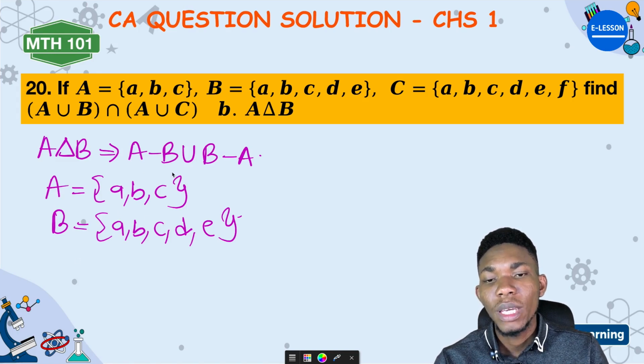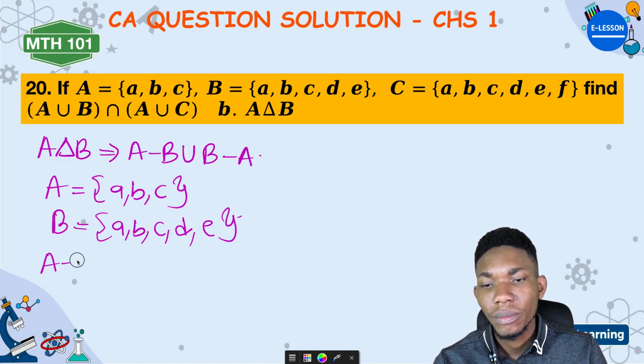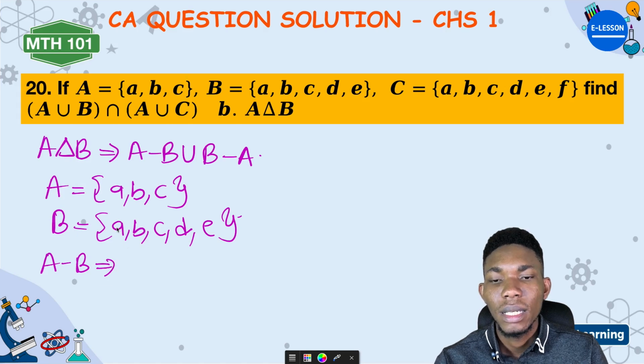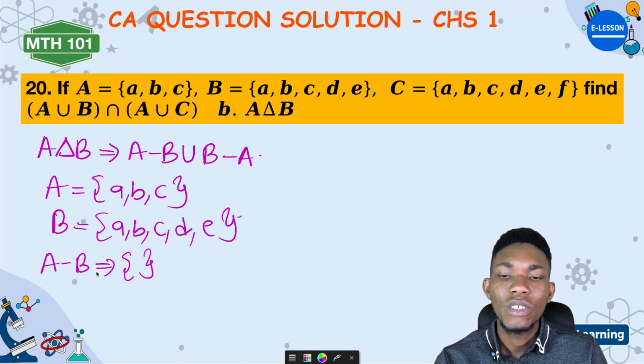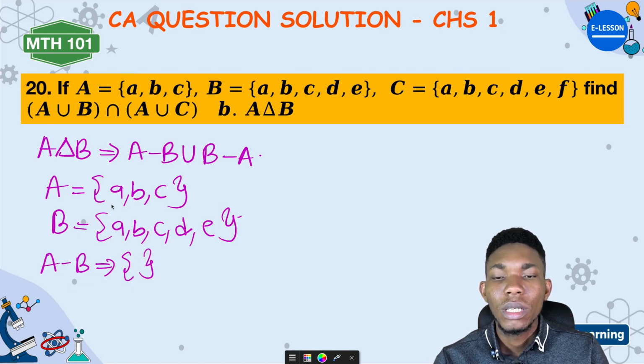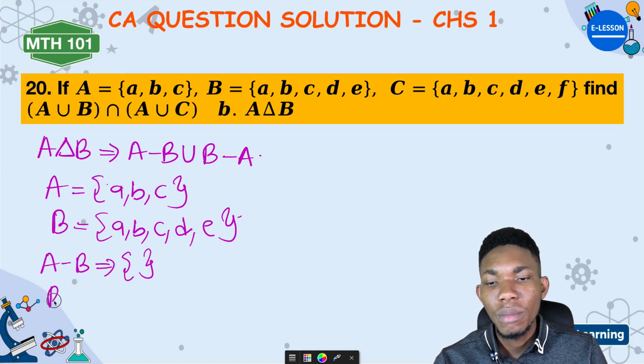But first of all, we have to look for A minus B. A minus B means, look at A. Anything that you have in B that is also in A, remove it from A. If you remove everything that you have in B that is also in A, you discover that A has nothing. A will now be an empty set. So A minus B is an empty set, because if you start cancelling, all that is in A are in B.